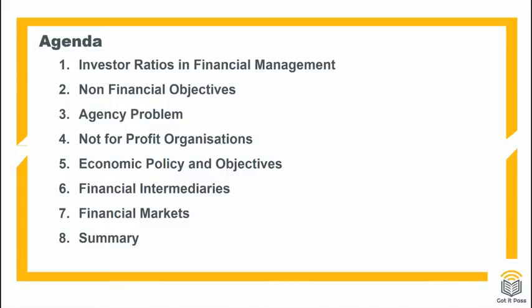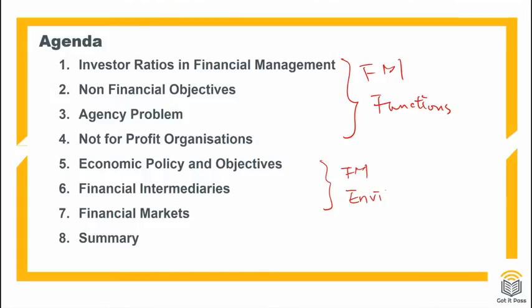Topics 1 to 4 are about the financial management functions. And from the fifth topic, economic policy and objectives, to the financial markets, we talk about the financial management environment. The economic policy and objectives topic is about government policy or economic policy, like monetary policy, fiscal policy, competition policy, green policy, and how those policies and objectives affect the company's financial management decisions.